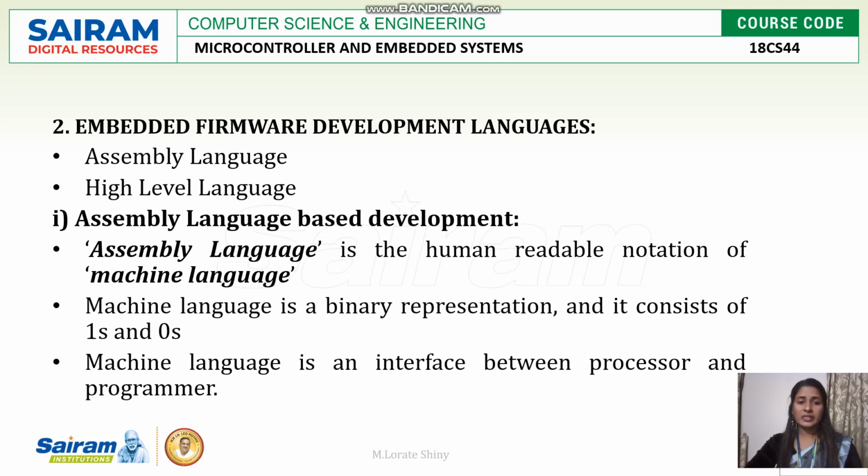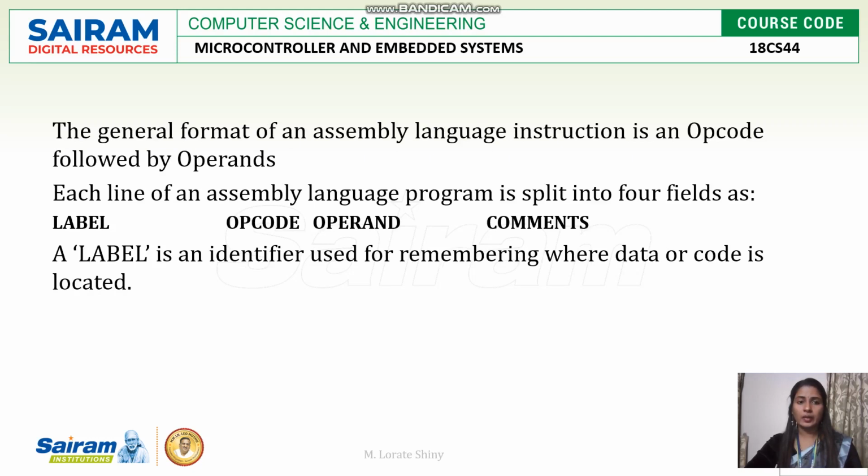And this machine language is a binary representation and it consists of only ones and zeros. So all the assembly codes need to be converted to machine code by using an assembler. This machine language is the interface between the processor and programmer. The general format of an assembly language instruction is opcode followed by operand.